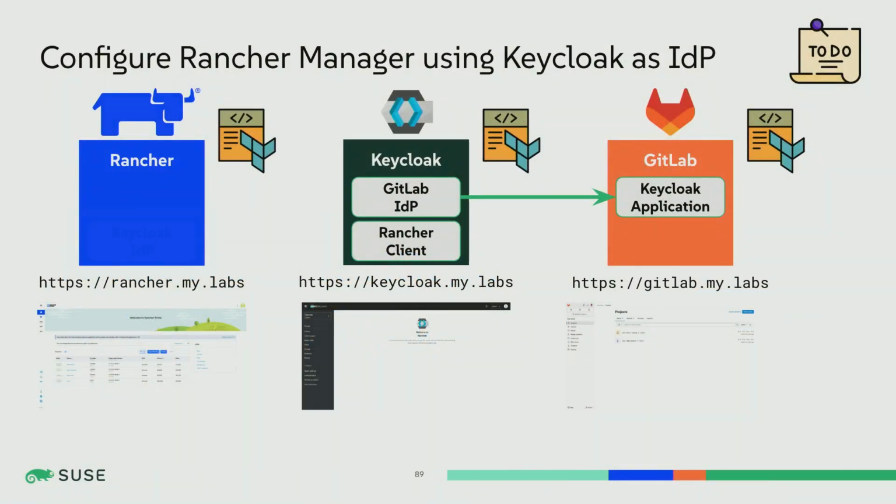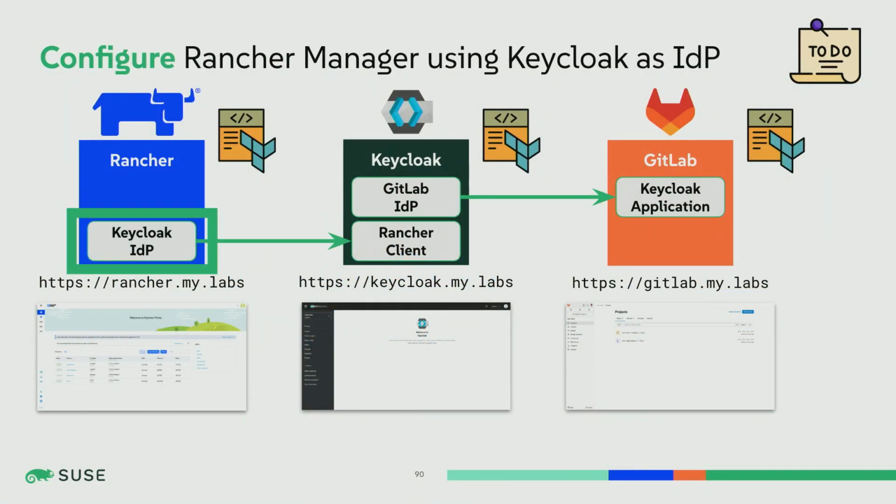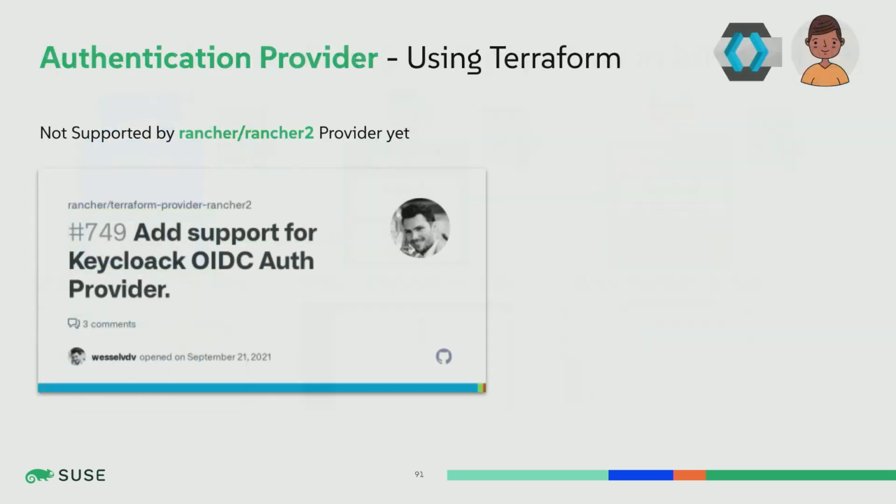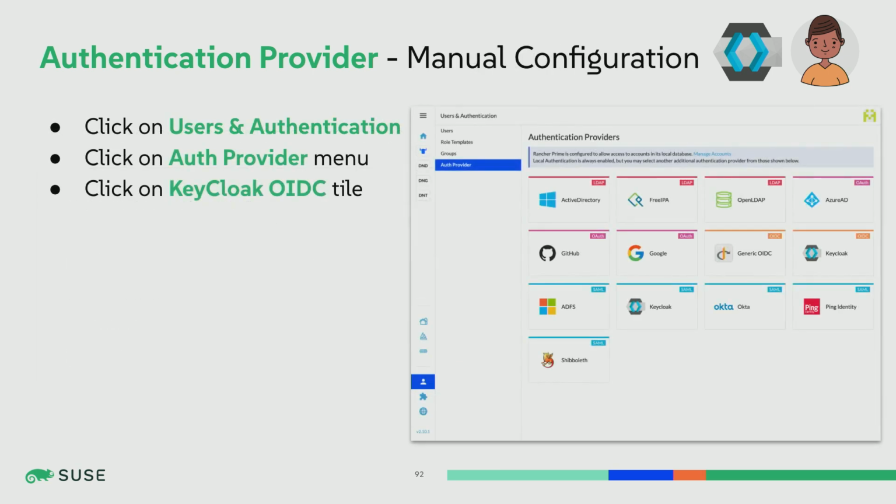So now let's configure Rancher. To configure Rancher, we'll create a Keycloak IDP using an OIDC connection to connect to the Rancher client inside Keycloak. For doing so, we cannot use Terraform, unfortunately, because there is no implementation for this Keycloak OIDC provider. But you only need to do it once, and it's straightforward, just a few clicks away. Go to the Users and Authentication panel, click on the Auth Provider menu, and then select the Keycloak OIDC tile.